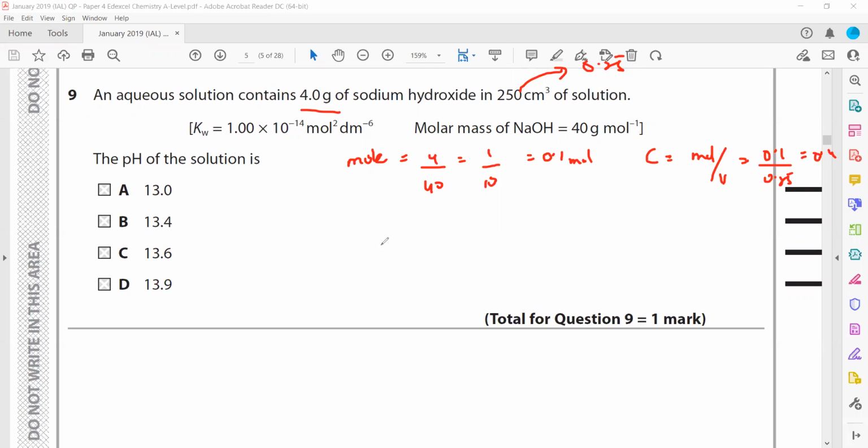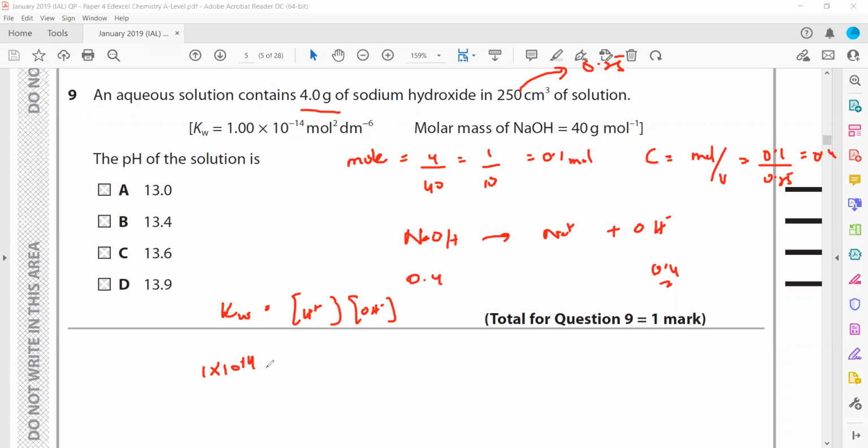And sodium hydroxide is a strong alkali, so it dissociates completely into sodium ion and hydroxide ion. So what is the concentration of hydroxide ion? The same concentration will be there for hydroxide. And then Kw is a product of hydrogen ion and hydroxide ion concentration, which is 1 times 10 to the power minus 14. That is the concentration of hydrogen we'll find, and hydroxide we know that is 0.4. 0.4 is multiplied, other side will be divided. So it will be 1 into 10 to the power minus 14 divided by 0.4.